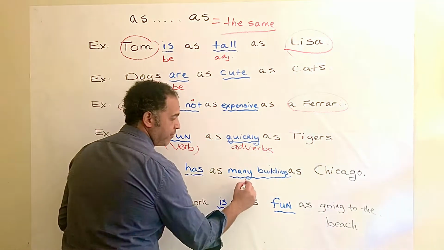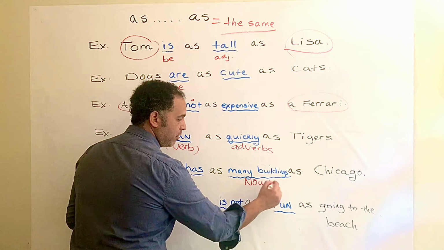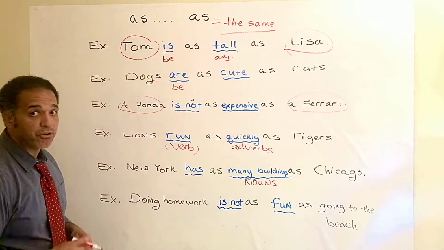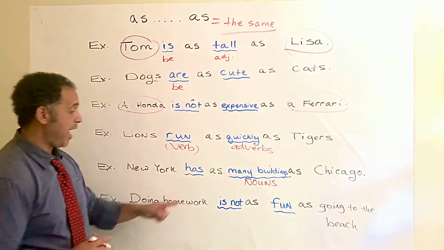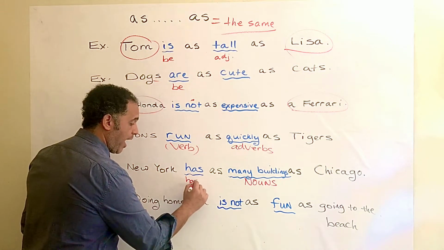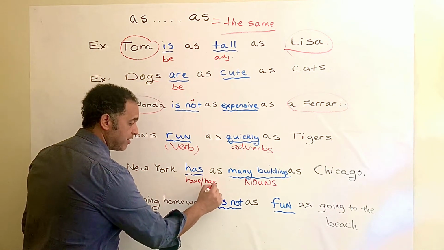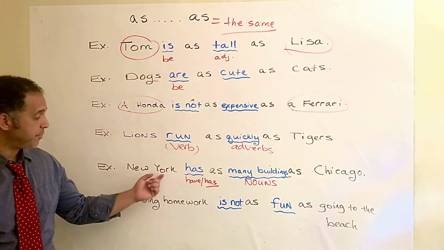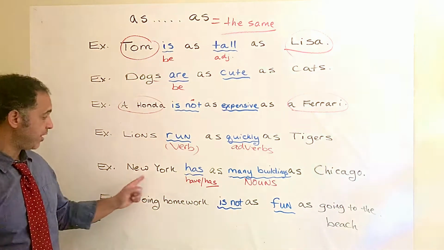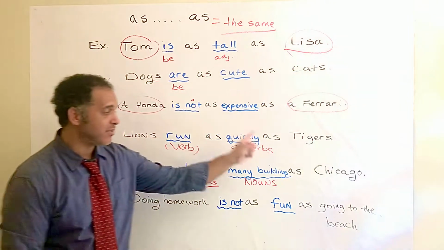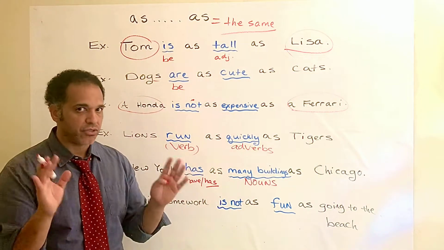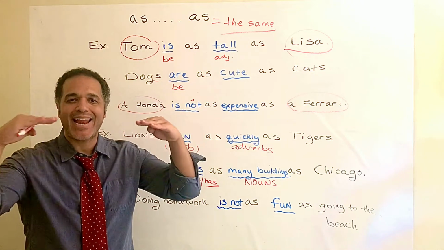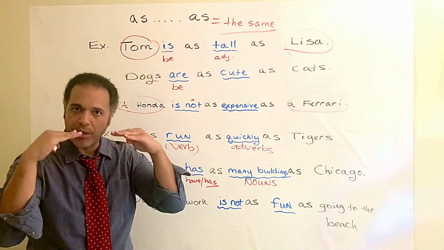Let's say that I want to use nouns. That's perfectly acceptable as well. But now we need to change it, and we need to either say have or has. In this case, I say has because I only mention one city. New York has as many buildings as Chicago. That means when we go to both of these great cities, we are going to see an equal number of buildings there.